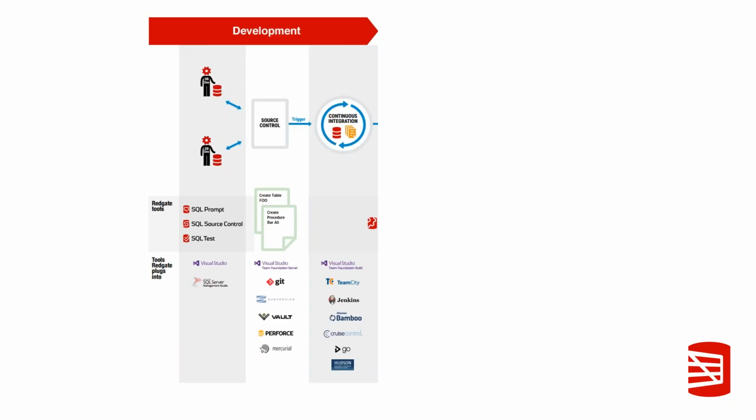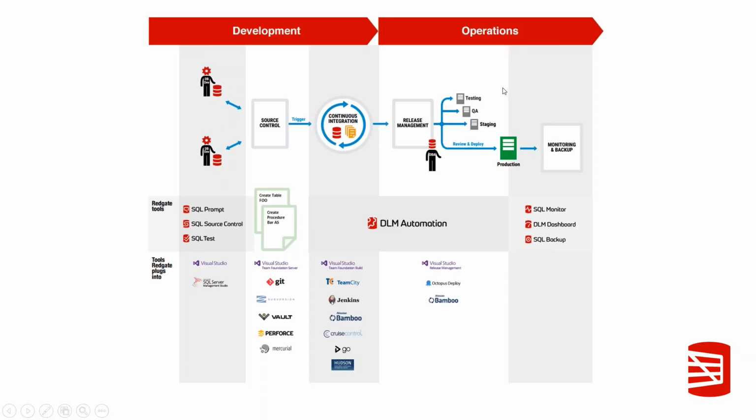Exactly, totally agree. All right, so what's after continuous integration? Once you've validated your builds and you get successful builds, we generate an artifact, which is a NuGet package, and that NuGet package can be used as a source of deployment going into your higher environment.